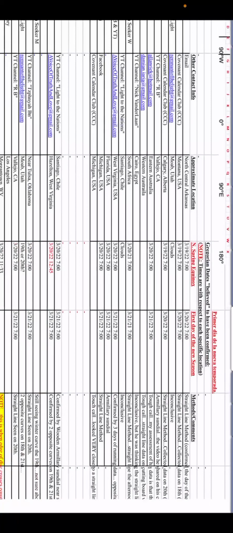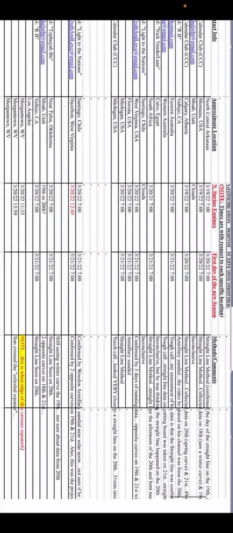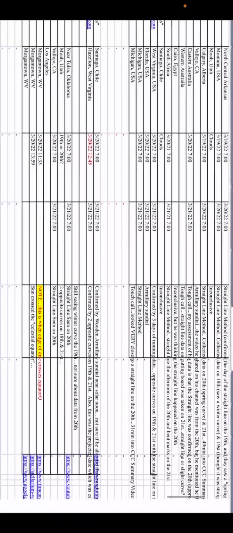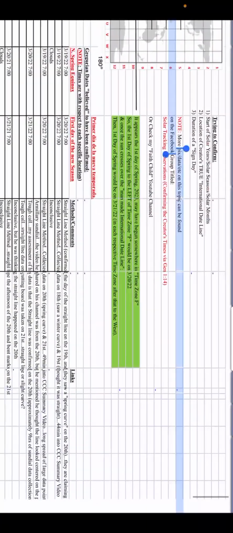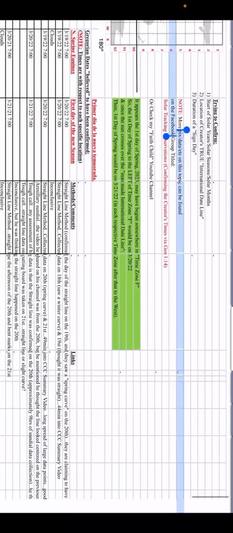And he was working with another brother in Montana who actually did think he was seeing the straight line on the 19th, but I don't think he was 100% sure. If you look at these comments, the second one down from the top was the other brother that thought he was actually seeing the straight line on the 19th.